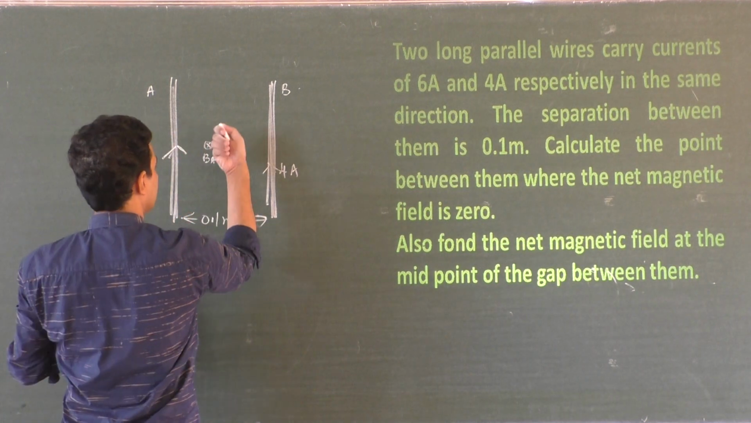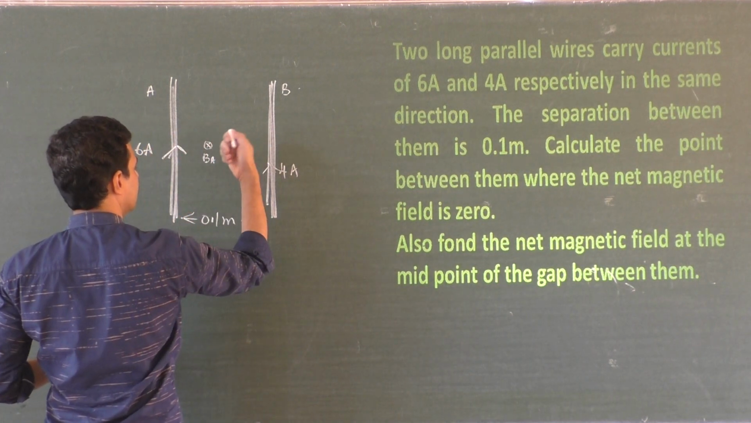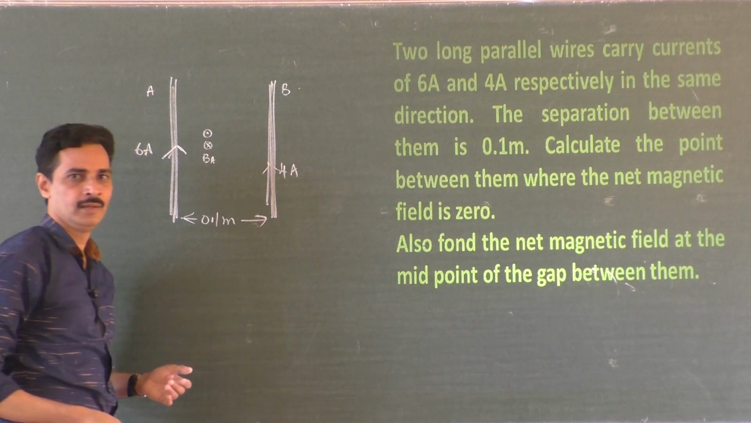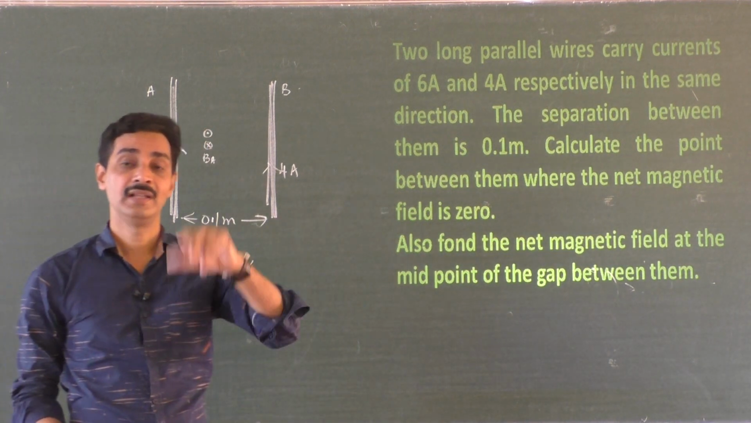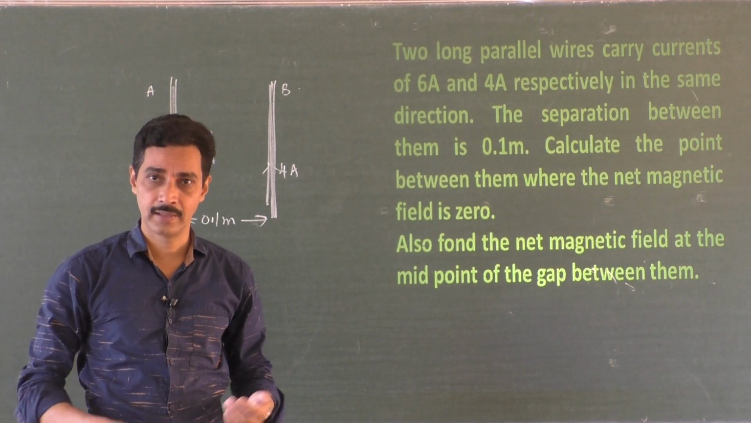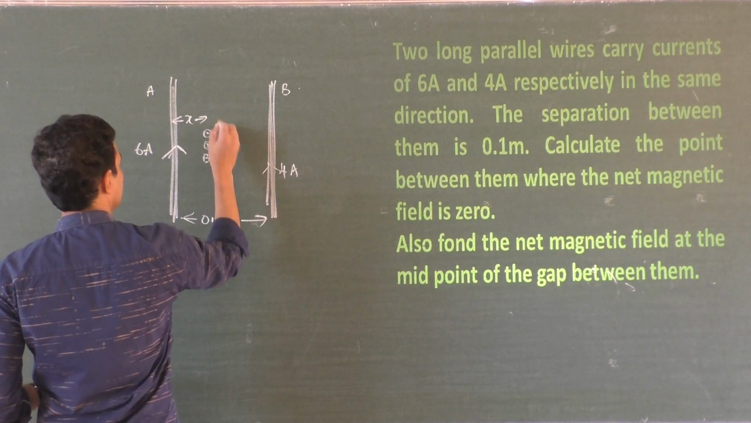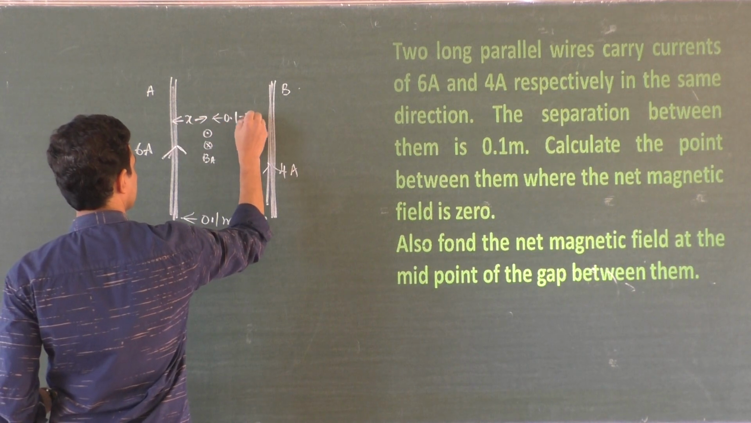So here, if it is coming out, then what do I have to write? Yeah, coming out means a dot. So they will cancel, provided the values are the same. If the values are also the same, they will cancel. So how do you select it? Let it be X, then this is 0.1 minus X.